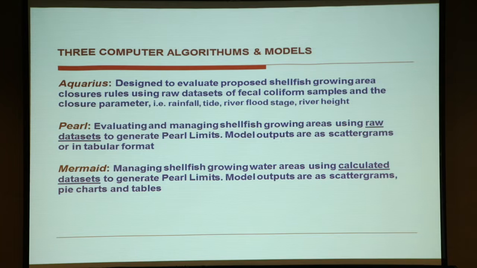Pearl uses raw data sets to generate Pearl limits. Now, these Pearl limits are important, and we're going to look into these and discuss them a little later. The third model, Mermaid, uses calculated data sets and generates these Pearl limits.